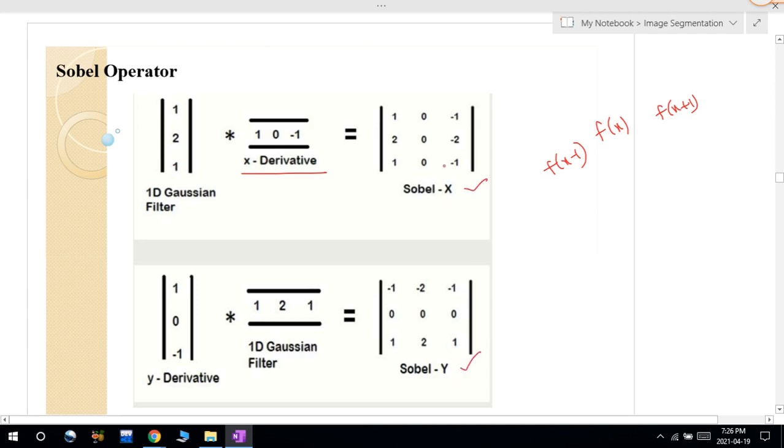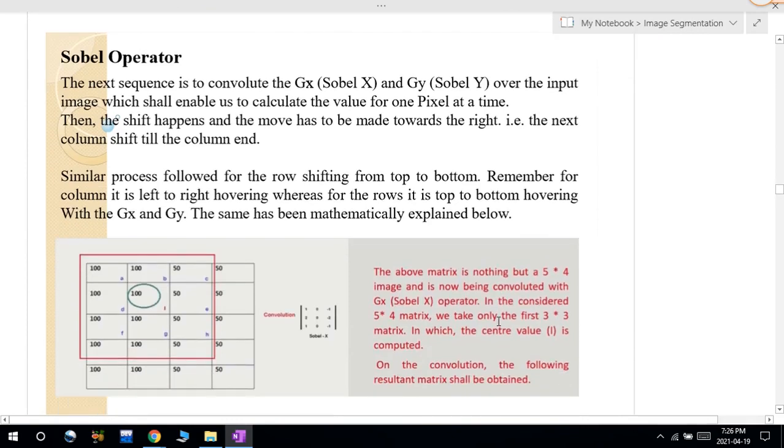These operators we will use, and we will convolve with the image. Once you convolve with the image, then I will try to find out the edges. So we will use an example, like this is your image, and I will convolve with both x and y over the input image, which enables us to calculate the value of 1 pixel at a time. So after convolving this one, I will get only 1 pixel, that is we will concentrate more on the central. Then the shift happens and the move has to be made towards the right.